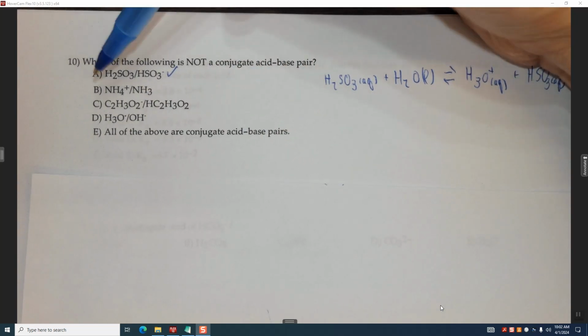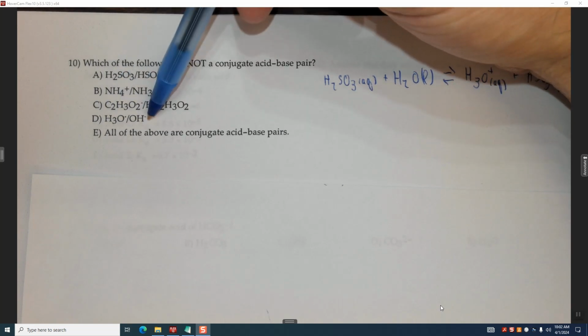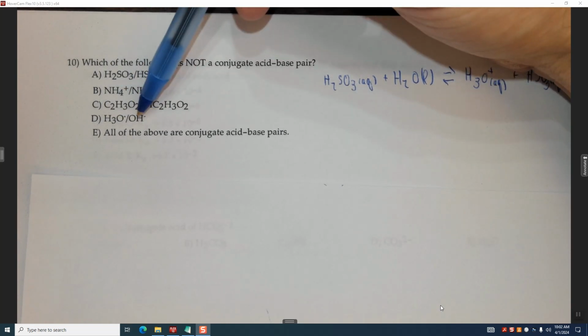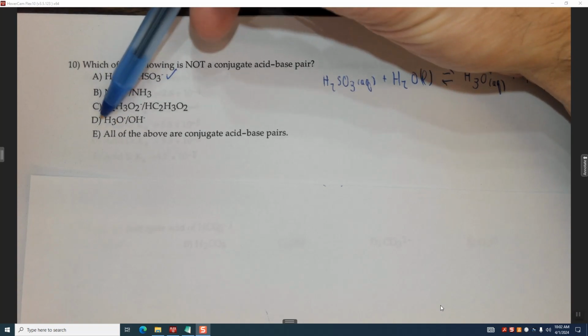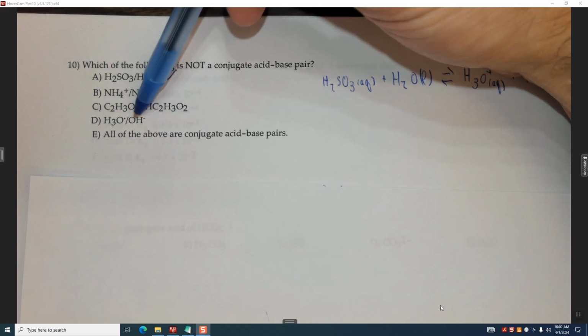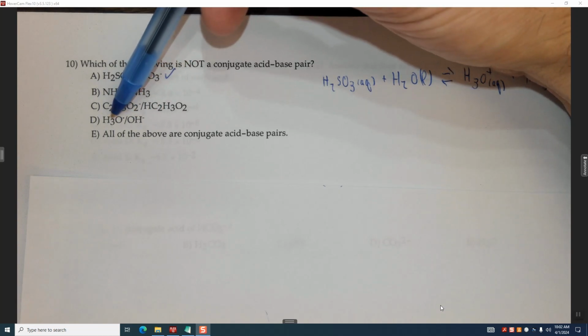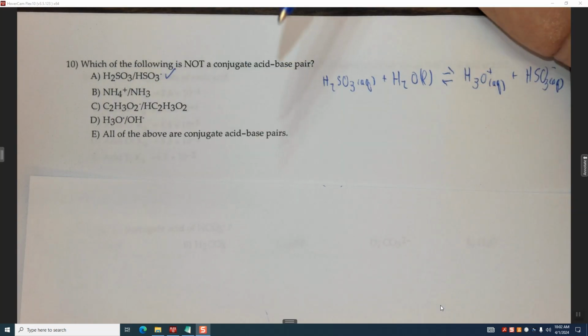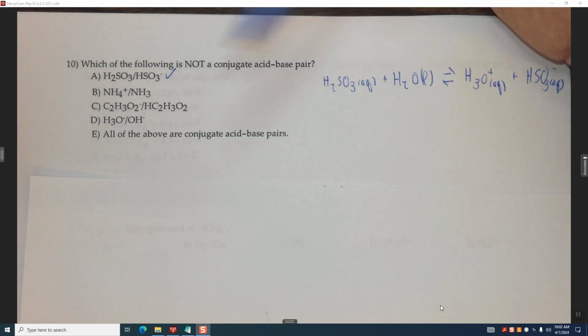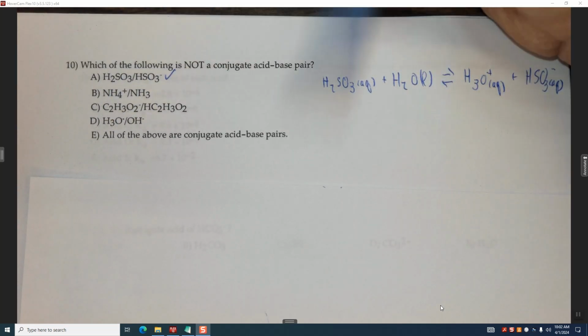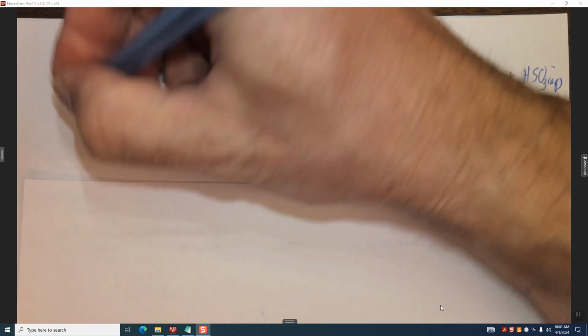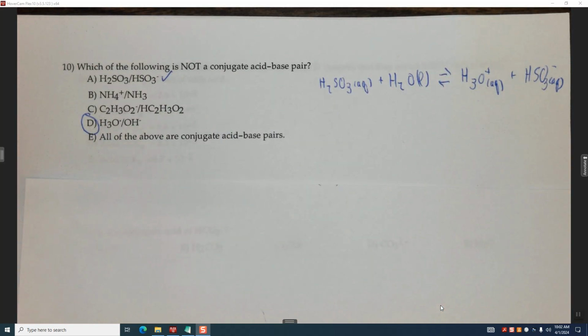If we look at H3O plus and OH minus, these are not a conjugate acid-base pair. Why? This has three H's. This only has one H. Because this has three H's and this only has one H, it has not lost just one H plus. It has actually lost two H pluses to get to here. That makes them not a conjugate acid-base pair, and that makes the answer choice letter D.